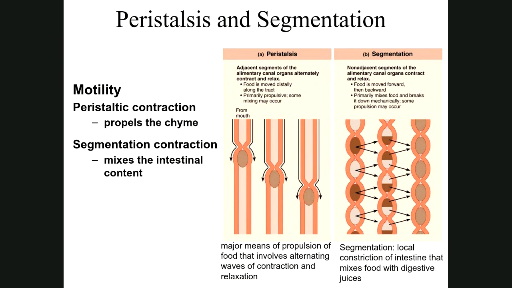Segmentation, however, happens in the intestine. Once in the intestine, with segmentation the food is moved forward then backward. And not only does it mix the food with the digestive juices in the intestine, that allows it to be broken down even further.